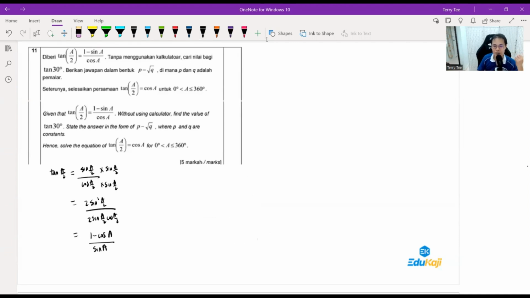Okay, so I'm going to make changes to make it valid. Number one, I'm going to change this to (1 minus cos A) over sine A, otherwise this question becomes invalid. Number two, I cannot use tangent 30 because tangent 30 is not in this form.